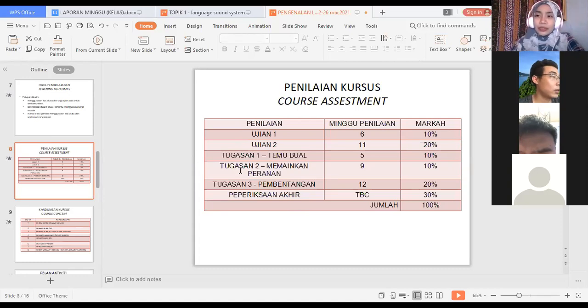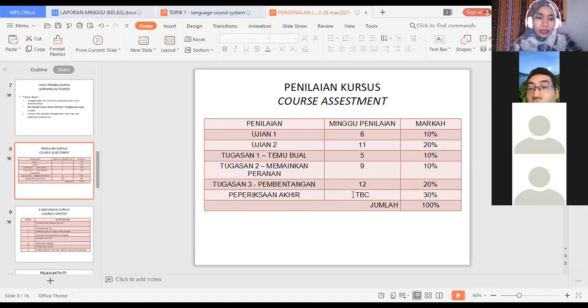Okay. So the last one, peperiksaan akhir. That means final exam. Yeah, final exam. The dates I will give you. The date is not fixed now, so I will share the date of the final exam with you later. So from these activities, the whole mark you will get is 100%. So make sure you get 65 and above to pass my subject.